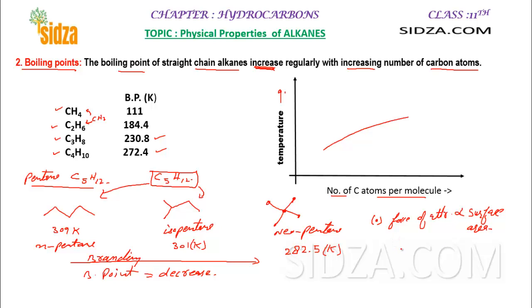So what happens due to branching? Due to branching, the surface area decreases, and when the surface area decreases, the force of attraction will be less and the boiling point will decrease. Okay, fine. So hope you got this point. Let's move to the next property of the alkanes.